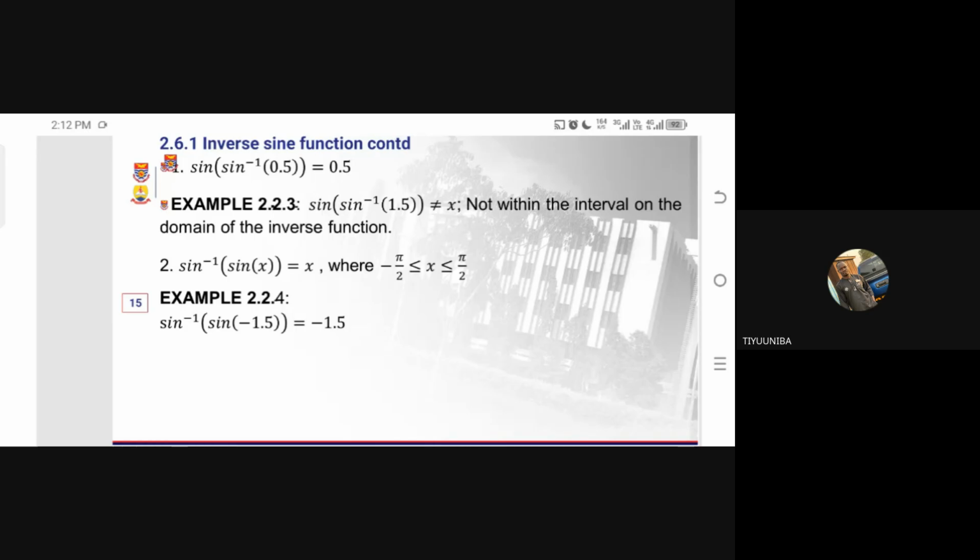or maybe sine of 2 pi. Use 2 pi instead, or pi. So someone should use pi, someone should use 2 pi. What are we getting? 2 pi is 0. What about pi? It's also 0. You see, so you realize that on that point, all of them will give you 0.